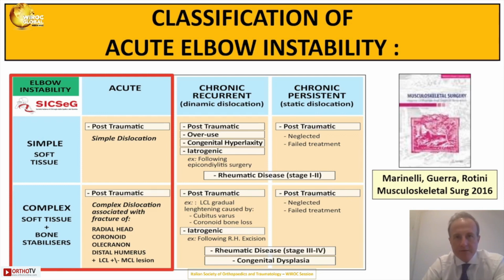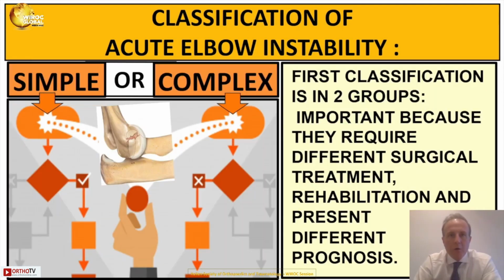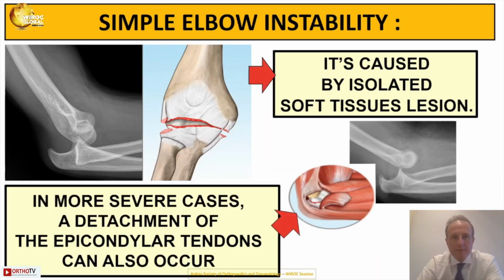that we have classified some years ago with the Italian Shoulder and Elbow Society. Acute elbow instability is classified in two groups, simple and complex forms. This first classification is important because simple and complex instabilities require different surgical treatment, different rehabilitation, and present different prognosis.